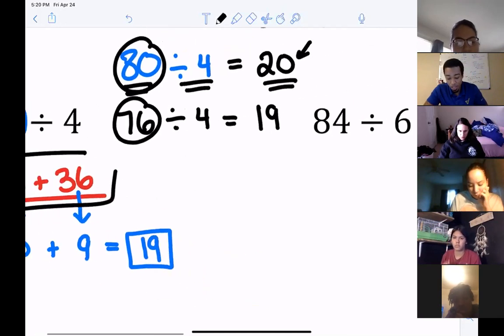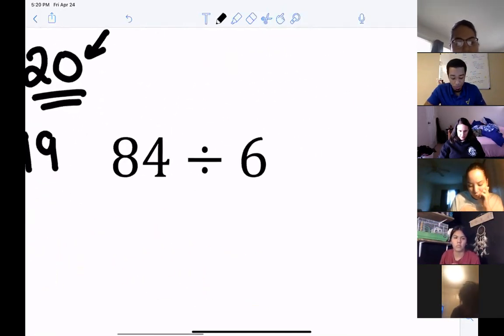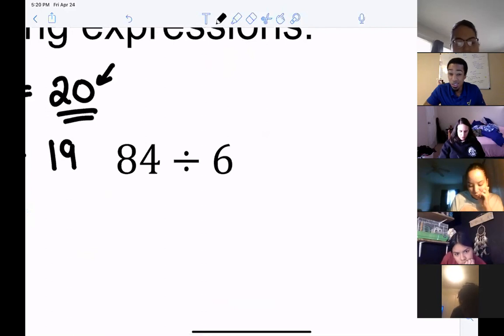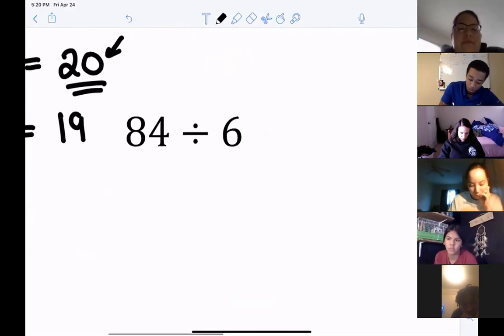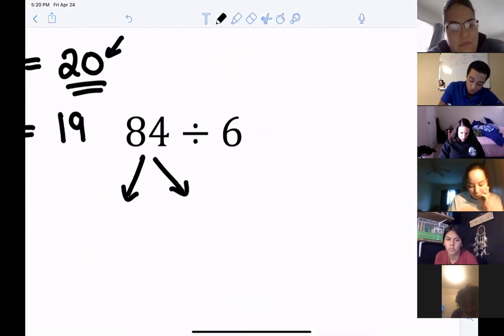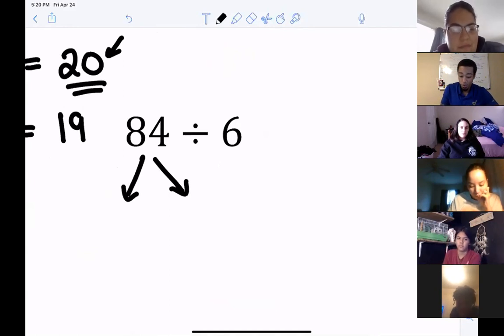Now, let's apply that here with 84 divided by 6. Is there a nearby number here? Not obviously. I don't see an obvious nearby number like 60 or 120 or 180 that I can really throw this into. So what I'm going to do is break 84 down. What 2 numbers should I break 84 down into? The first one is always the multiple of 10. 42. 8.